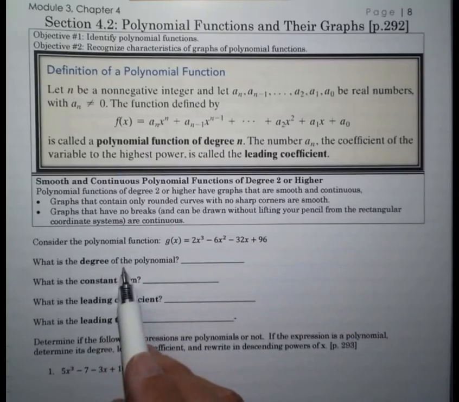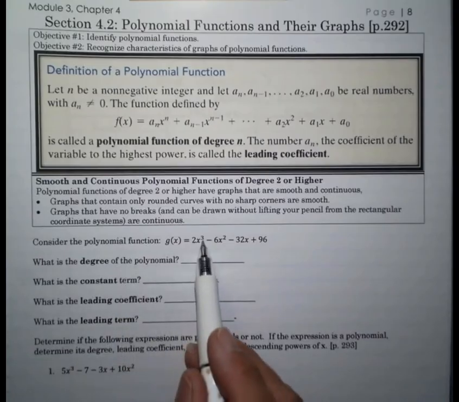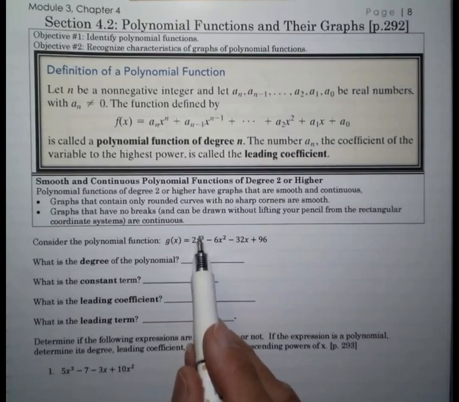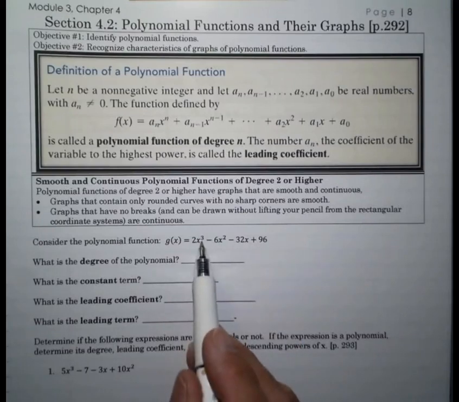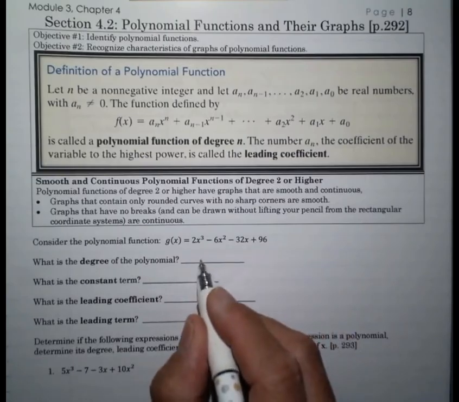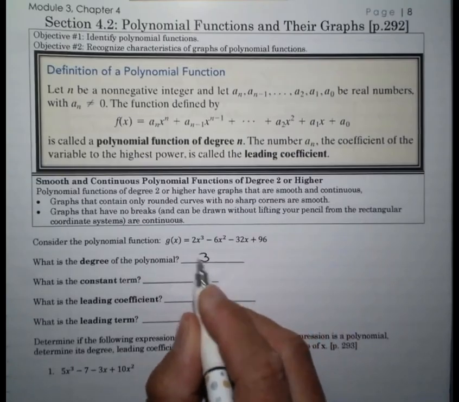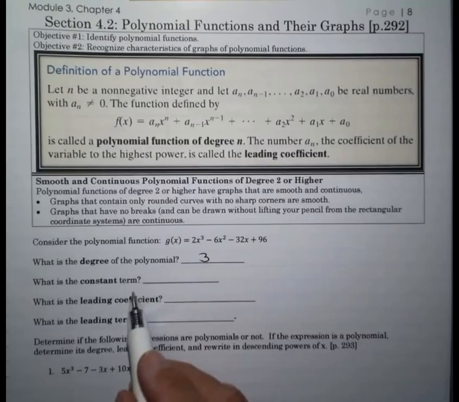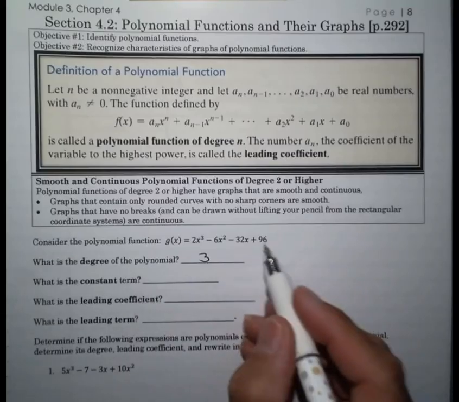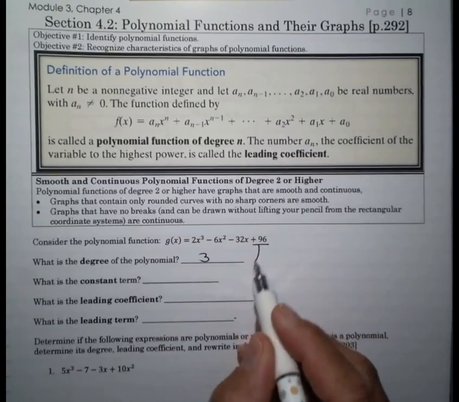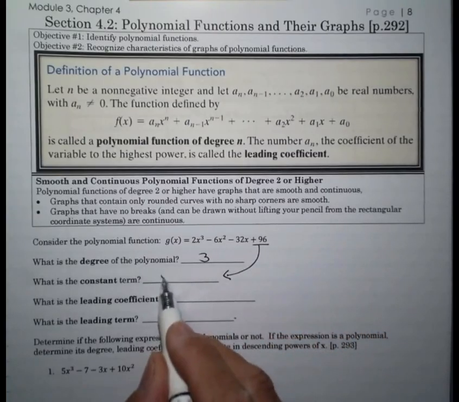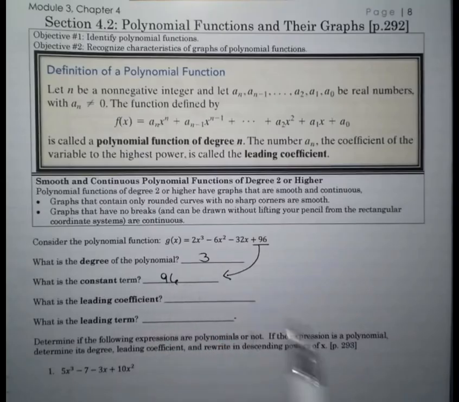What's the degree of the polynomial? The question is, what is the exponent for the highest degree? In other words, what is the biggest exponent in each of our terms? Well, it should be the one in the first term, and so this is a polynomial of degree 3. What is the constant term? Well, the constant term is the number that doesn't have a variable at the end. And so we will say the constant term is 96 for this particular problem.